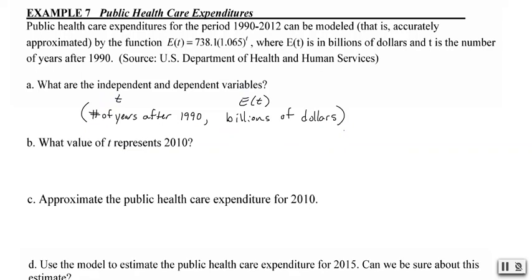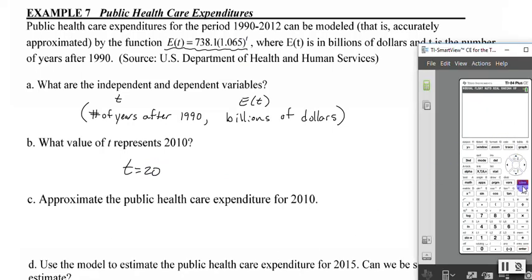What value of t represents 2010? So 2010 is how many years after 1990? That would be 20. So t equals 20 represents the year 2010. We want to approximate the public health care expenditure for the year 2010. So we are going to use this function that they've given us and put in a 20 for the t.